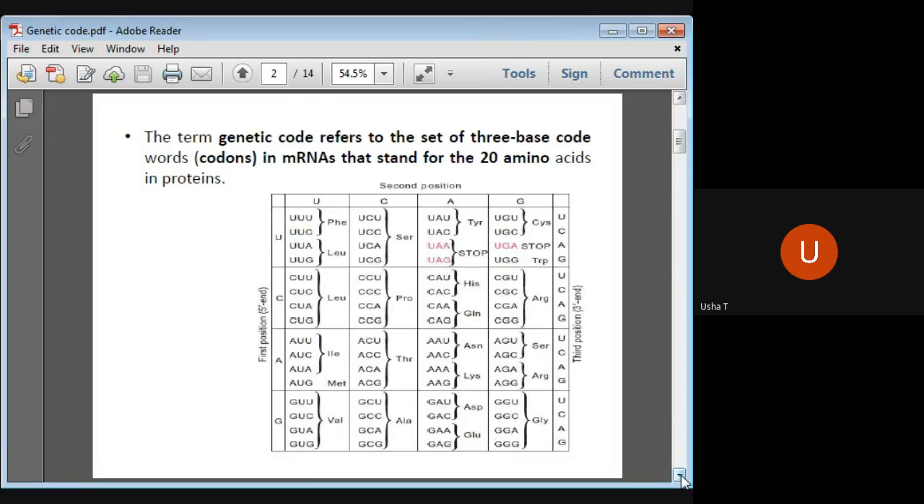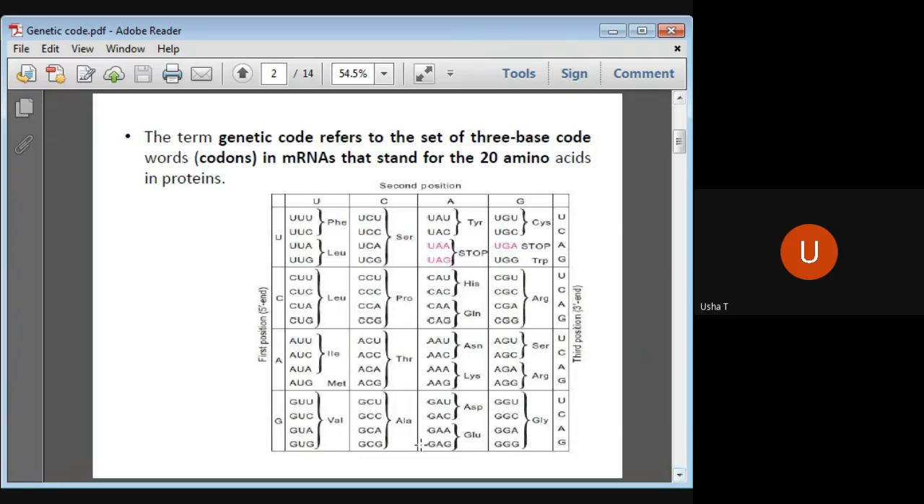Code is basically the term which refers to the set of three-base code words, or the codons, in the mRNA that stand for 20 amino acids in the proteins. That is, in simple terms, three bases code for one amino acid. Three bases coding for one amino acid. In the same way, we have various codons which code for 20 amino acids, and these codons are present in the mRNA. So the set of these codons is what we refer to as the genetic code.